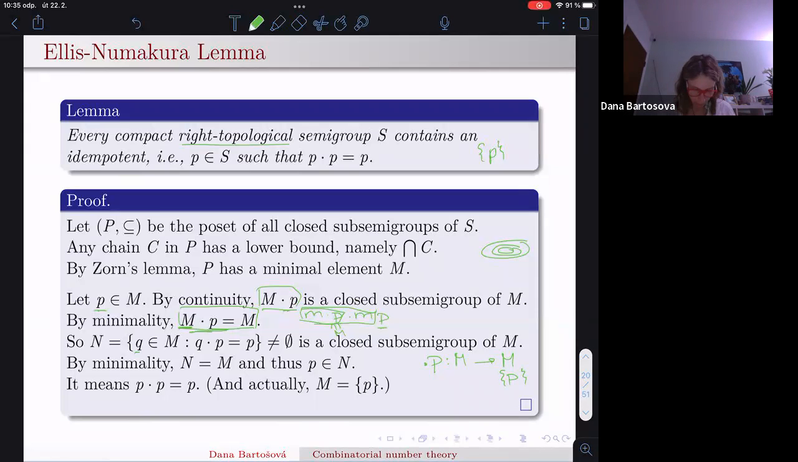Now, by minimality again, N has to be equal to M, and therefore P has to be in N. But that means by the definition of N that P times P is equal to P. And then by minimality, that gives me that M has to be just the singleton P. Okay, isn't that cute?